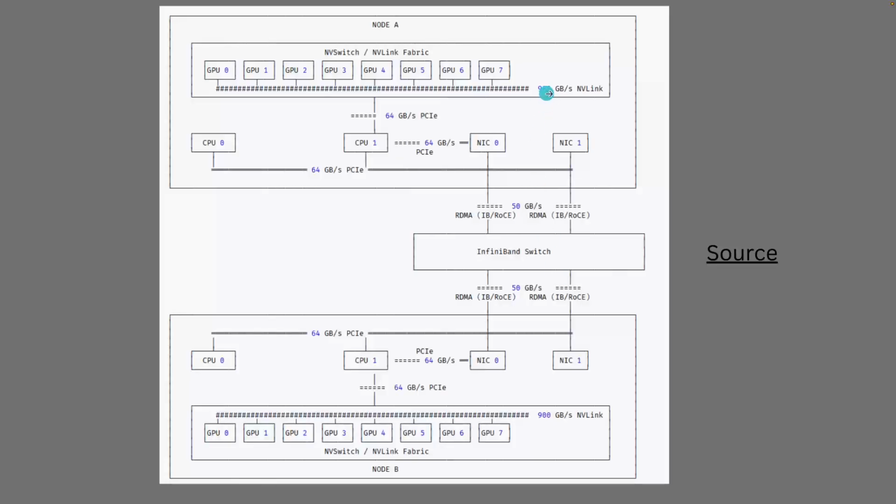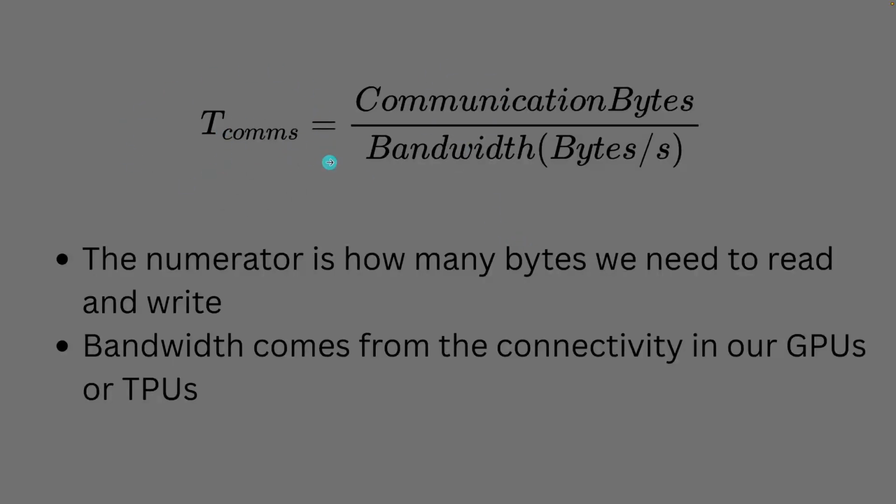And these numbers are the bandwidth. You can see that as the distance from the device increases, your bandwidth starts to reduce. Within a node, you can transfer data really fast, but across nodes it takes a ton of time because of the reduced bandwidth. So we will be plugging this into the denominator of T comms.